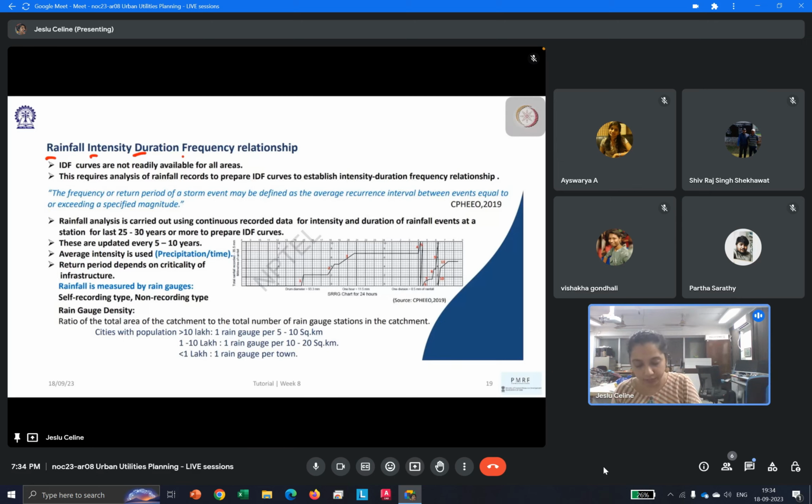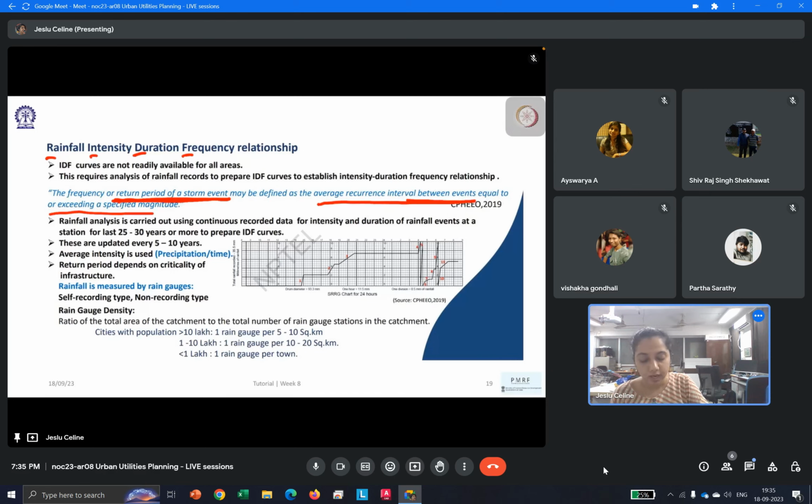To define frequency, we always talk about the return period of a storm event. Keep this term in mind; it might come up again in assignments or questions in future. For GATE examinations, I've seen this question coming: what is the return period of a storm event? It is the average recurrence interval between equal events, or events exceeding a specified magnitude.